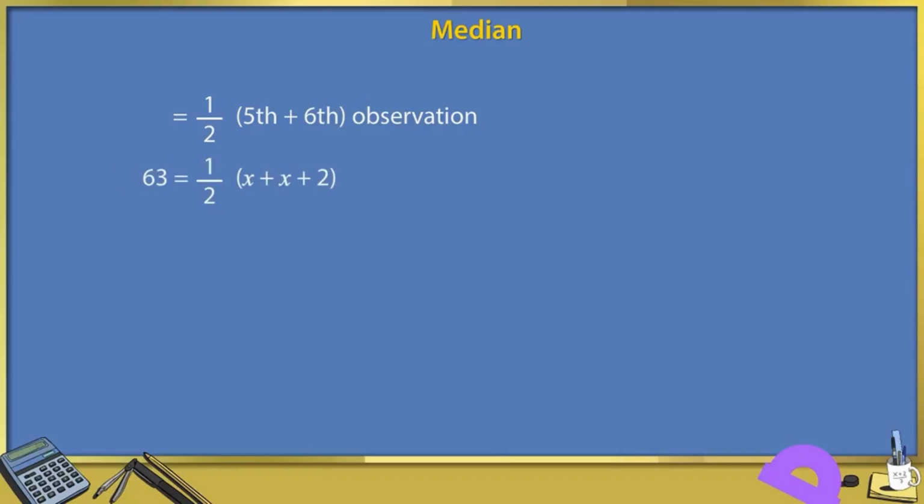63 is equal to 1 by 2 in the brackets x plus 2, which is equal to 1 by 2 in the brackets 2x plus 2, which is equal to 2 by 2 in the brackets x plus 1. 63 is equal to x plus 1. 63 minus 1 is equal to x. 62 is equal to x.